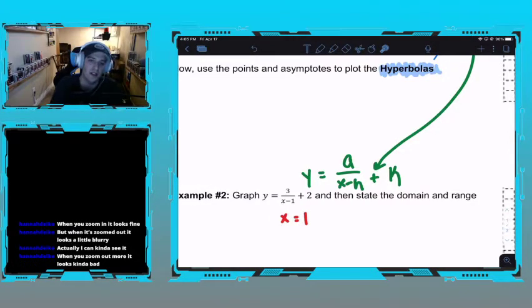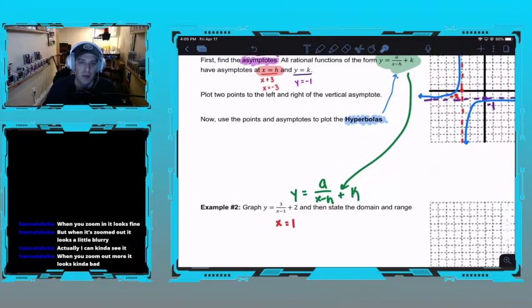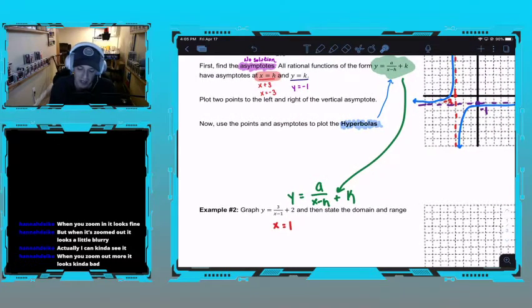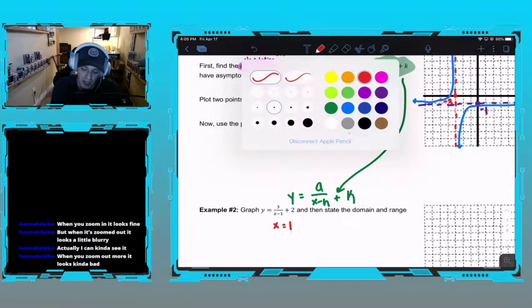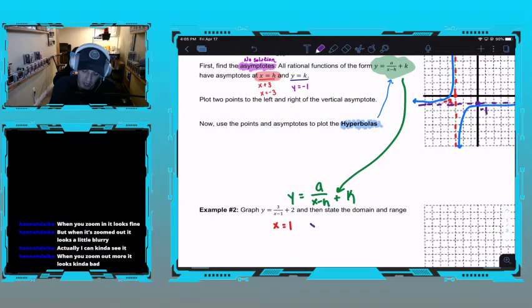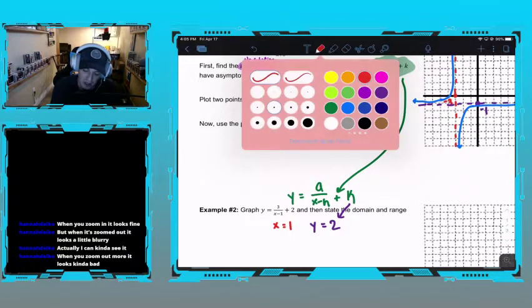We also have to find our horizontal asymptote. We said up top that y is equal to the k value, and the k value is just located here at the end. And I wrote that in purple. So y would be equal to 2 because that is your k value. So this is your k, and this is your h.